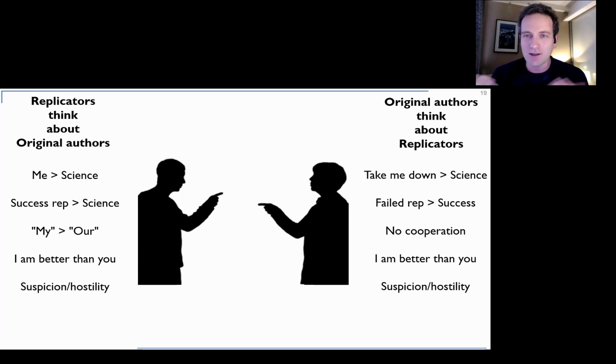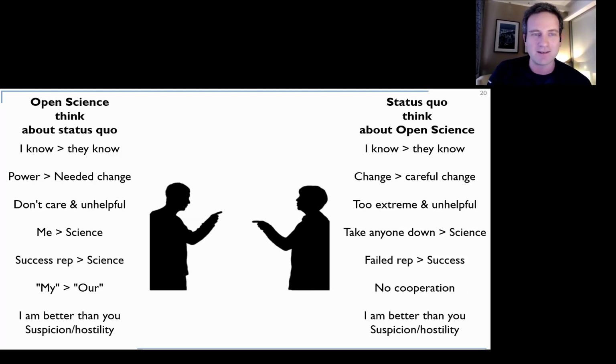So there are a lot of assumptions of how open science folks versus the more traditional status quo researchers look at each other, replicators and original authors. We all have a lot of assumptions about the other side. So this is a slide about replicators, and this is a slide about open science versus the status quo. Looking at each other and blaming, and if you're on Twitter and you haven't muted the right keywords, then you're definitely going to be exposed to all of that.